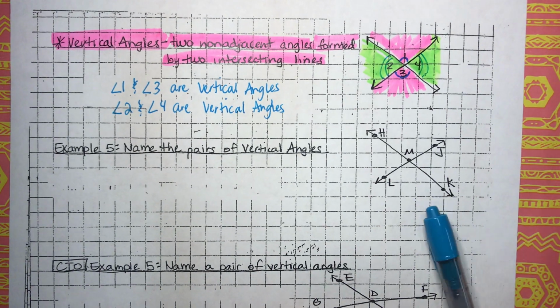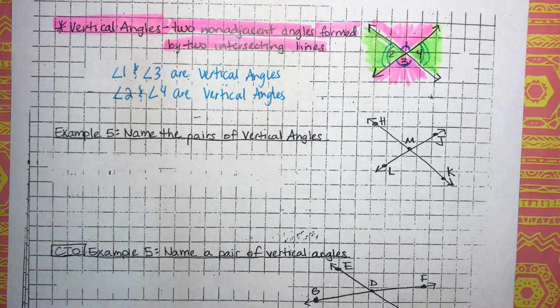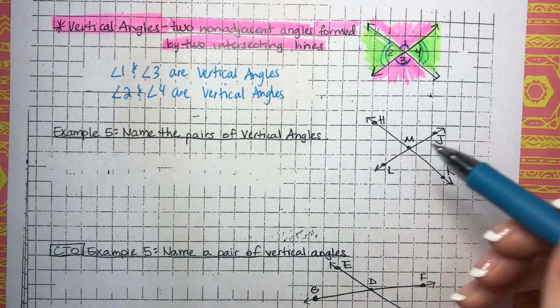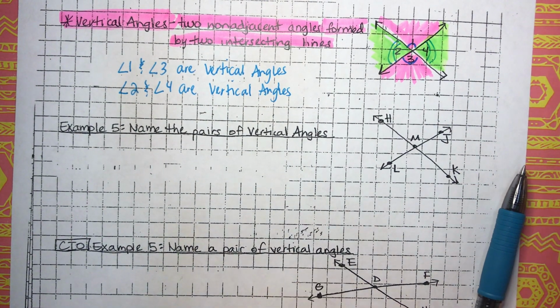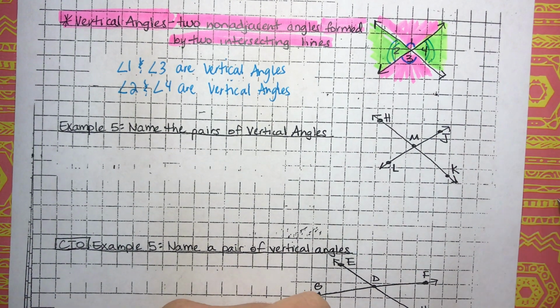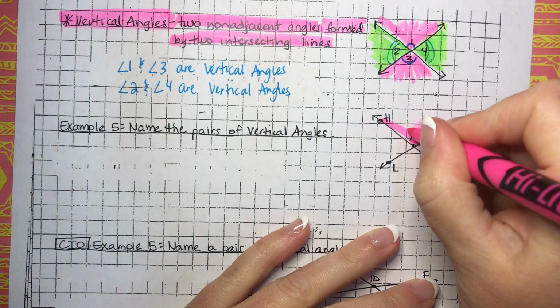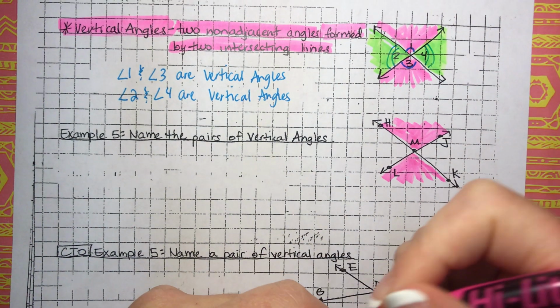All right, cool. So let's look at this example here. It says name the pairs of vertical angles. So we just have to name them. That's it. We have two intersecting lines. It's the two vertical angles that aren't adjacent. They're non-adjacent. So my first vertical angle pair would be right here with this one. They're vertical angles, those two.